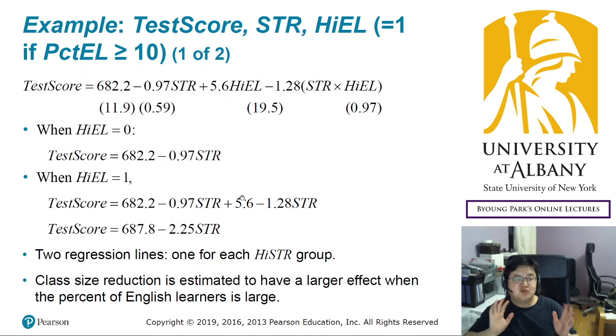So back to our example. The high EL variable means, as usual, that it takes 1 if the percentage of English learners is greater than 10%, and it is 0 if lower than 10%, and we include the multiplication of them, and somehow the standard errors are not aligned well.